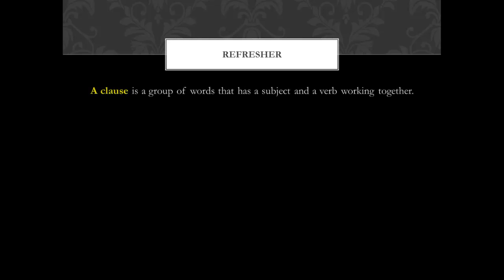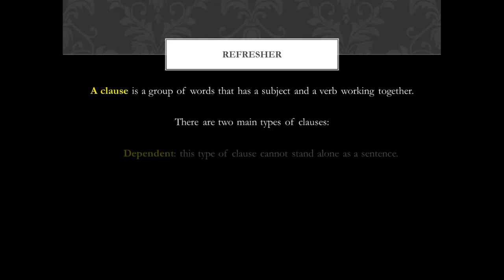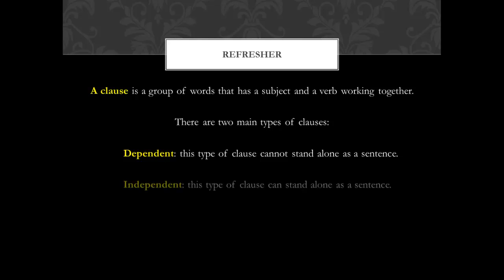Let me take a minute to remind you of what a clause is. A clause is a group of words that has a subject and a verb working together. Generally, there are 2 types of clauses. There's the dependent clause, which cannot stand alone as a sentence. It needs something additional to make it a sentence. And there's the independent clause. This could stand alone as a sentence.